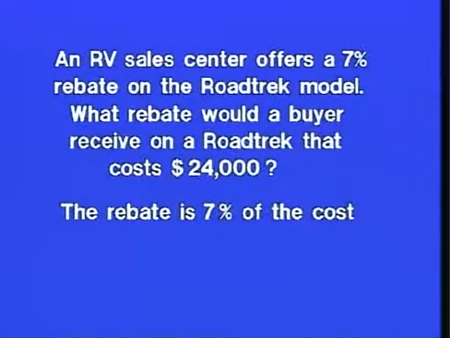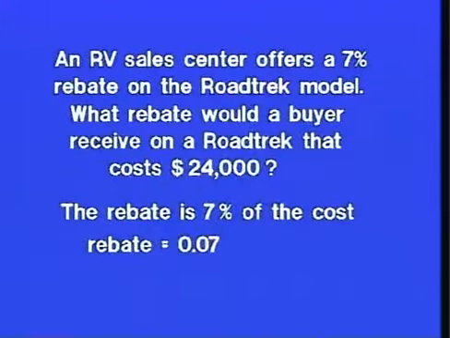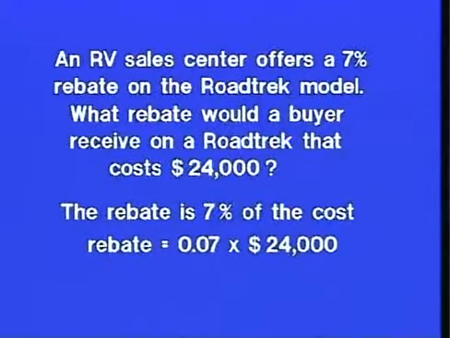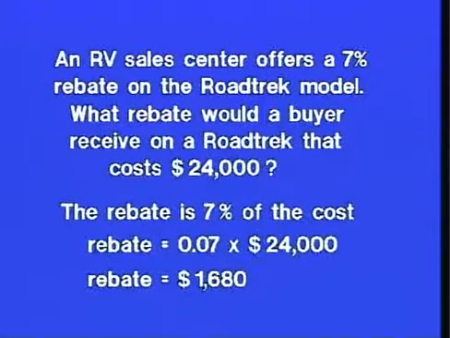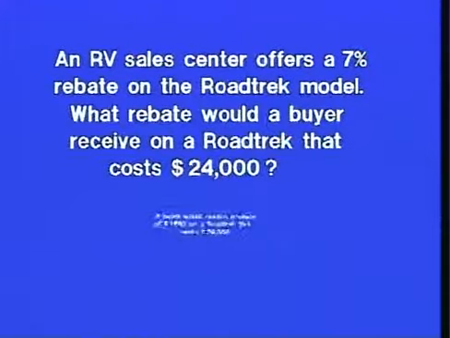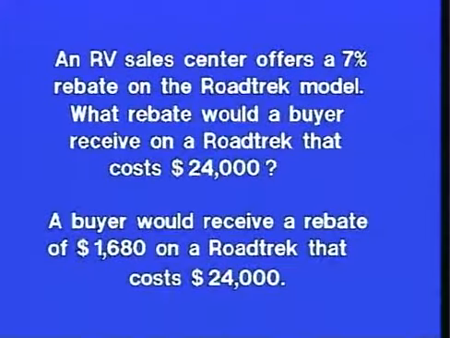And we can interpret this now like this. The rebate is means equals, 7% is 7 hundredths, the word of means times, and the cost of the vehicle is $24,000. Now multiplying 7 hundredths times 24,000, we find that rebate to be $1,680. And we write our answer as a complete sentence. A buyer would receive a rebate of $1,680 on a Road Trek that costs $24,000.